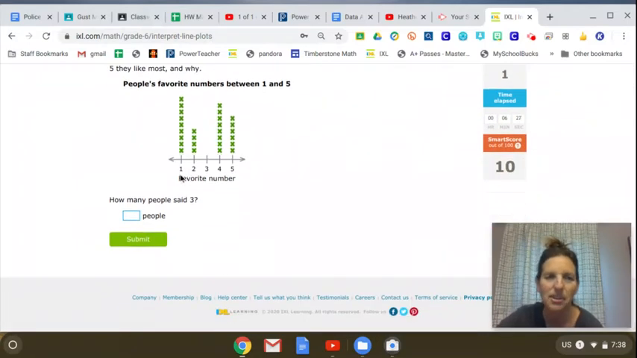We have our numbers here on our x-axis. There's a lot of data here. I'm hoping we don't have to count it all this time. Let's see. How many people said 3? Oh, okay. So we go and we look at how many pieces of data we have for 3, and we don't have any. So we're just going to type in a 0 here. Okay.